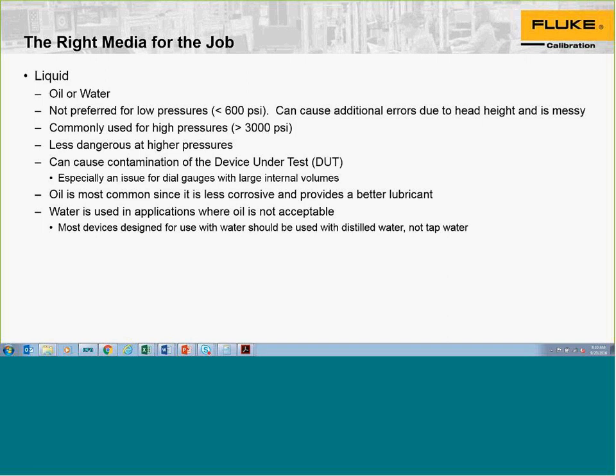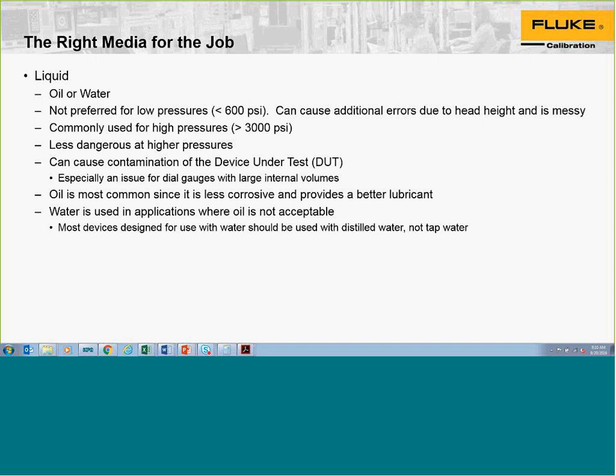So if you decide between oil and water, the question to ask yourself is, will the process allow for that contamination? Will using oil cause a problem? If it won't, then use oil. And there are different oils that you can use. Mineral oils or a silicone oil.